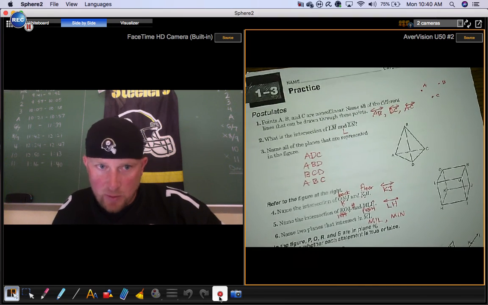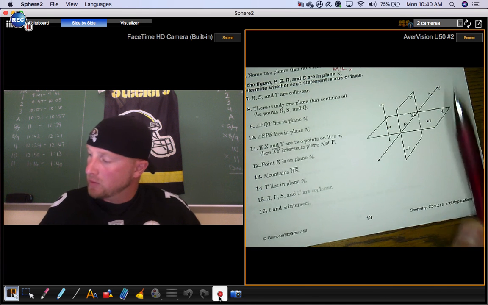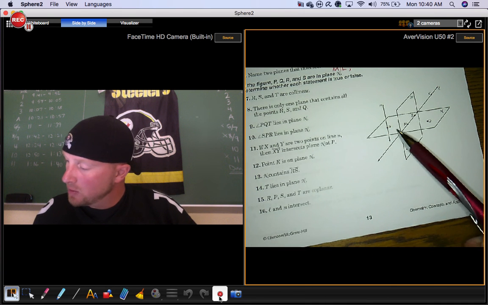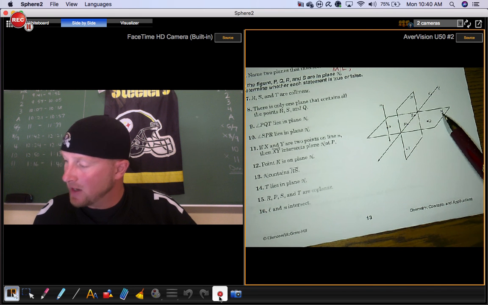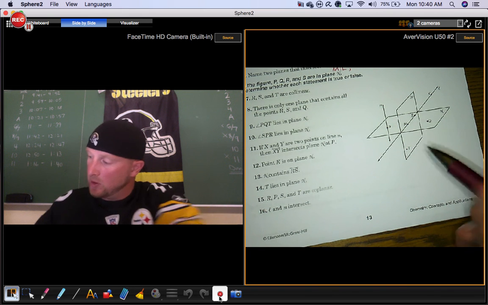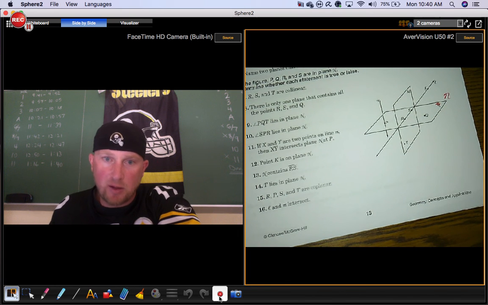This is your practice 1.3. We're going to do that bottom section. So they tell you in the figure, points P, Q, R, and S are in plane N. Okay, so I like putting this guy over here. He's the name of the plane. He's not a point.